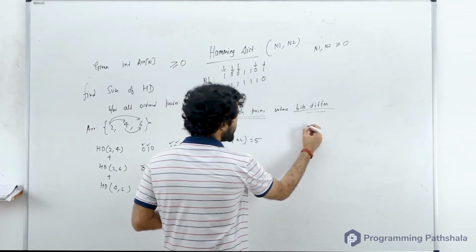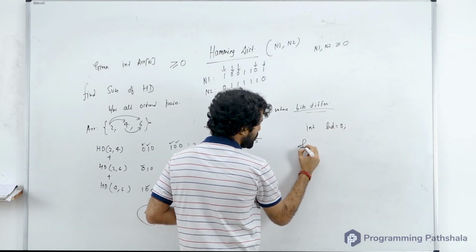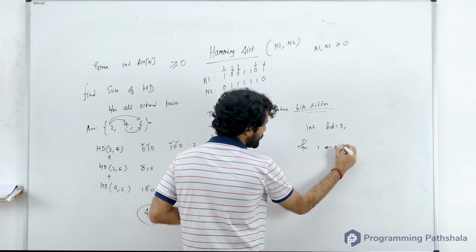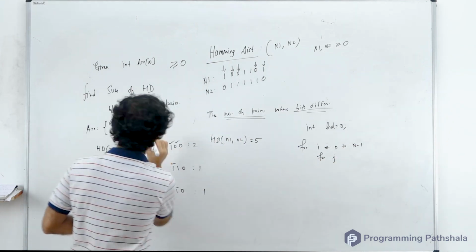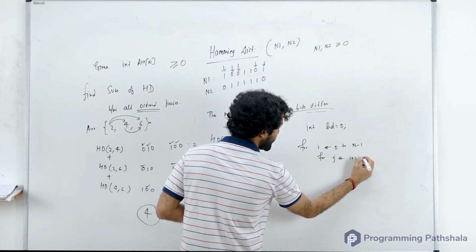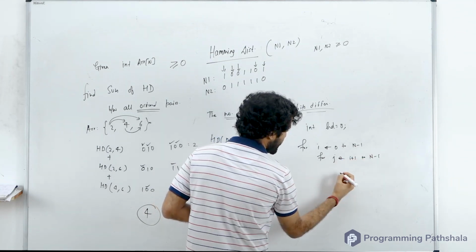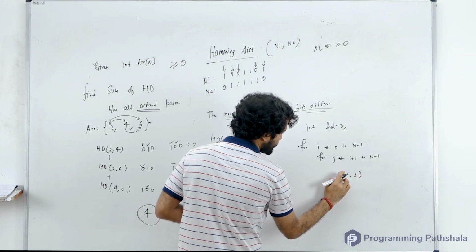So you can initialize your answer, which is your Hamming distance, to be 0, and now you will consider i from 0 to n minus 1, and j, in order to consider ordered pairs only, will vary from i plus 1 to n minus 1. Now here inside you have a particular value of i and a particular value of j.